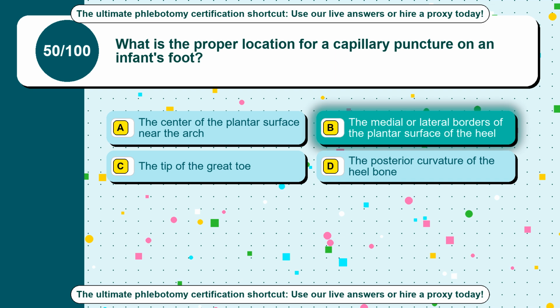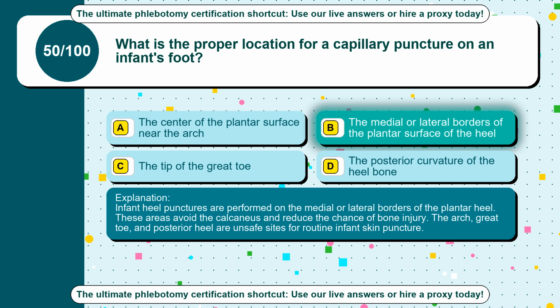The medial or lateral borders of the plantar surface of the heel. Infant heel punctures are performed on the medial or lateral borders of the plantar heel. These areas avoid the calcaneus and reduce the chance of bone injury. The arch, great toe, and posterior heel are unsafe sites for routine infant skin puncture.